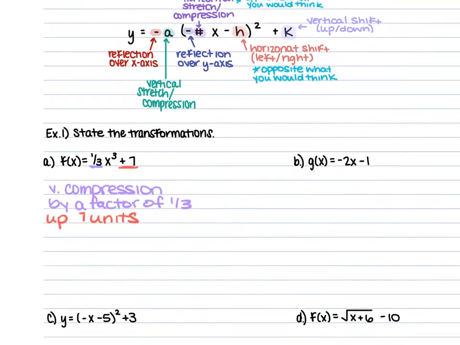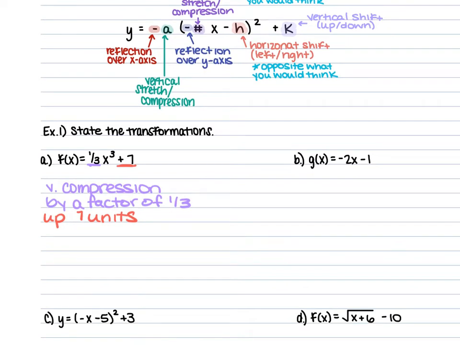For example B, we have g of x is equal to negative 2x minus 1. So again, that negative is our first transformation there. That negative means that it is a reflection over the x-axis, because when you reflect over an x-axis, you are moving vertically. So we are reflecting first across the x-axis.